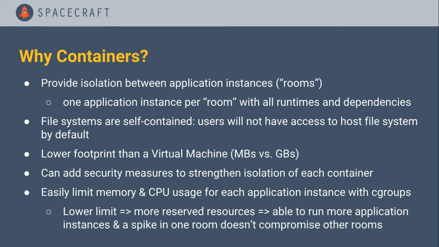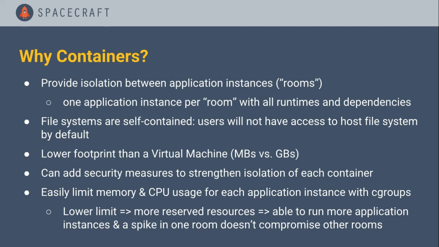What this means is that when you want to spin up multiple rooms so that multiple users can collaborate on different rooms, we need a single room to have all the runtimes and dependencies associated with it. For example, we need a Linux OS, we need Ruby, JavaScript, Python runtimes, we need our application. We can very easily bundle that with Docker. The file system is also contained, so when running our application, users will not have access to the root host file system by default. Containers have a significantly lower footprint than a virtual machine.